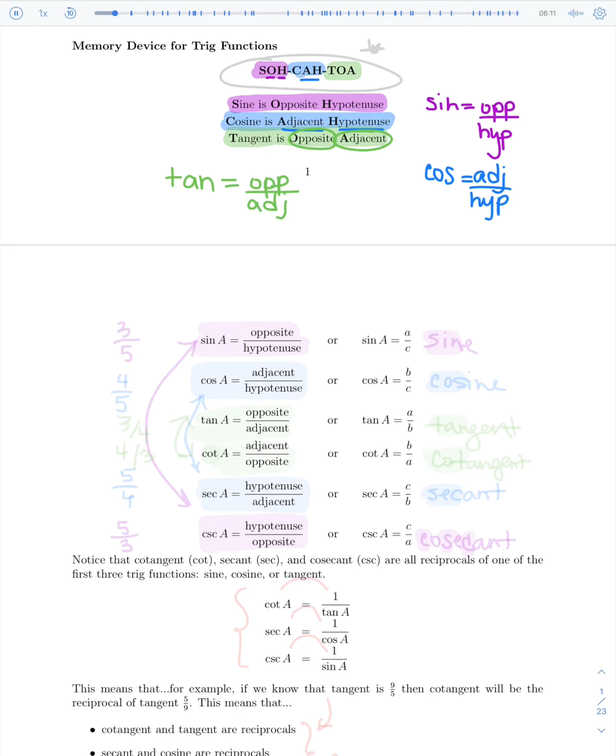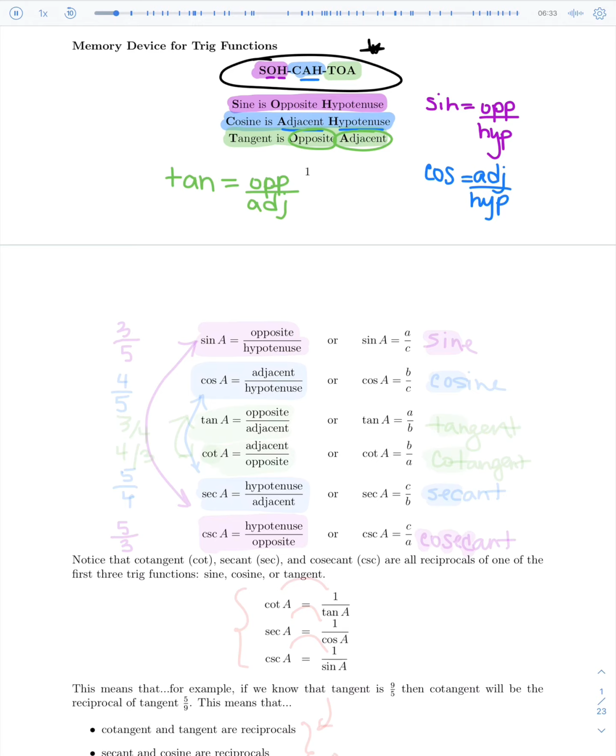So, key thing to remember is your SOH CAH TOA. Yes, I would make sure that you can remember this. It's a great mnemonic that will help you remember which parts of your triangle get used for which of the trig functions. And this is going to get used over and over and over throughout the entire course.